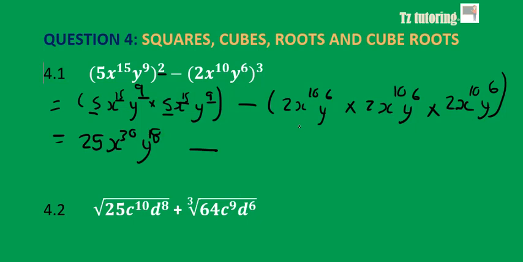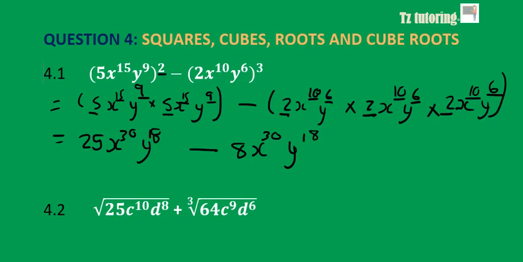Okay, that side we do the same. We start with the coefficients. 2 times 2 is 4, and 4 times 2 is 8. And then of course we add the exponents. So for x we've got 10 plus 10 plus 10, so we've got 30. And for y we've got 6 plus 6, which is 12. 12 plus 6 will give you 18.